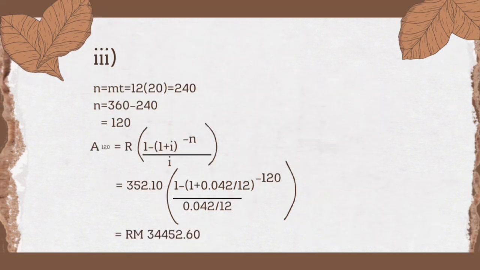Okay, the last question is she already paying for 20 years. So she wants to settle the loan in full. That means there's only 10 years left. Okay, 10 years is equal to 120 months. So the formula that can be used to solve this question is like the number 1, but you need to use the new n and use the R that we already found.